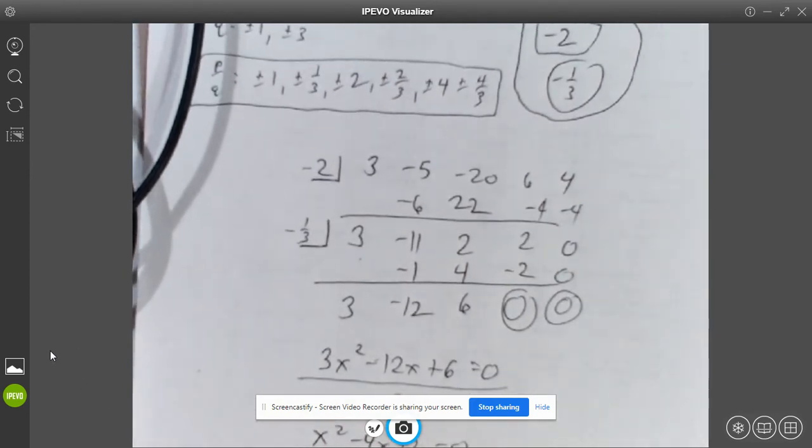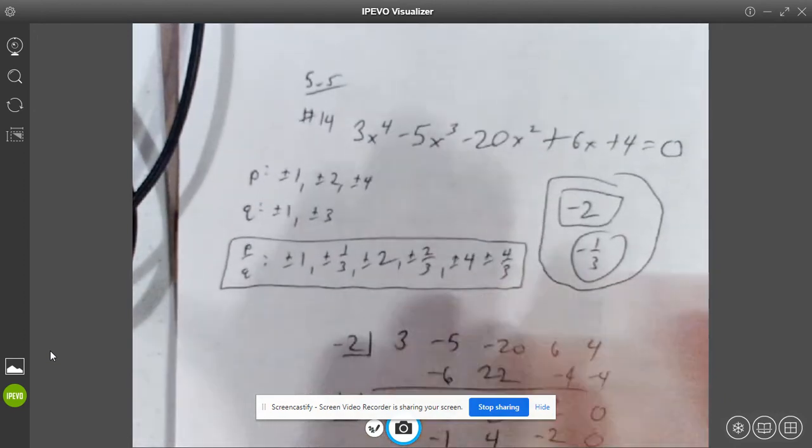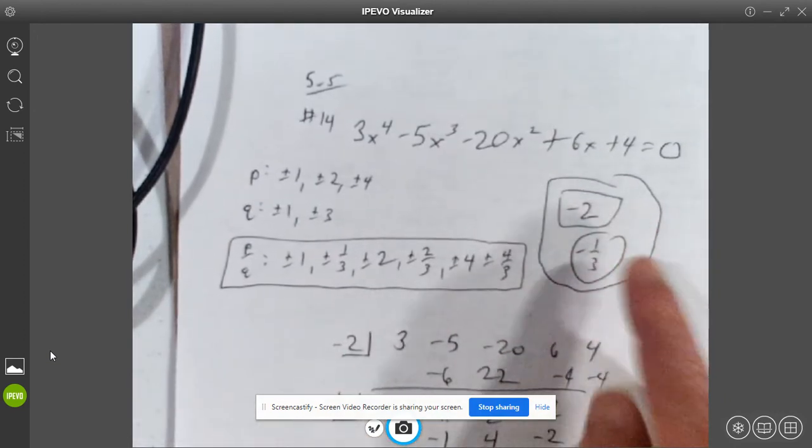Hopefully this helps. Again, this was number 14 on 5-5. The answers were negative 2 and negative 1/3.